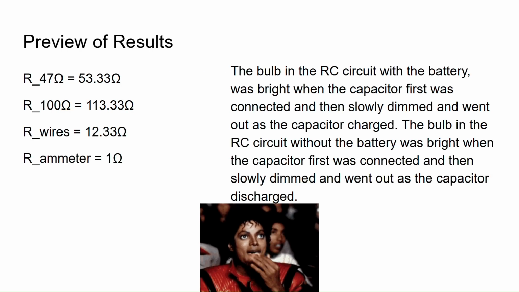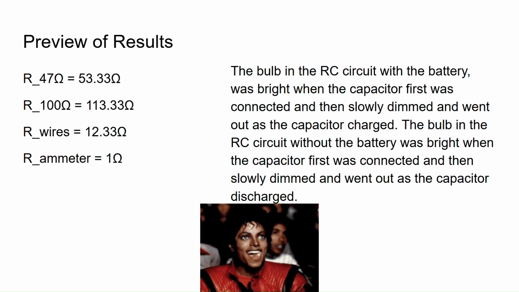The resistance of the 47 ohm resistor was found to be 53.33 ohms. The resistance of the 100 ohm resistor was found to be 113.33 ohms. The resistance of the wires was found to be 12.33 ohms, and the resistance of the ammeter was found to be 1 ohm.